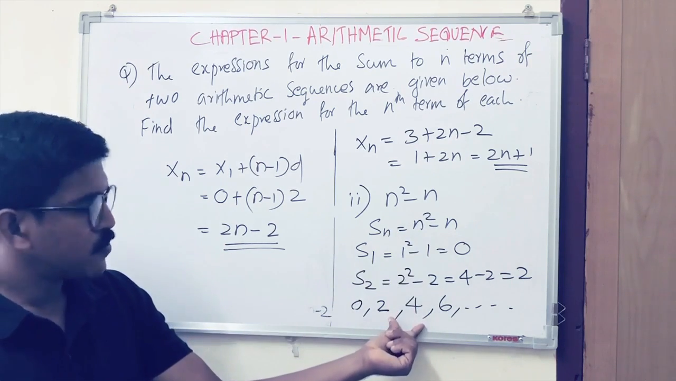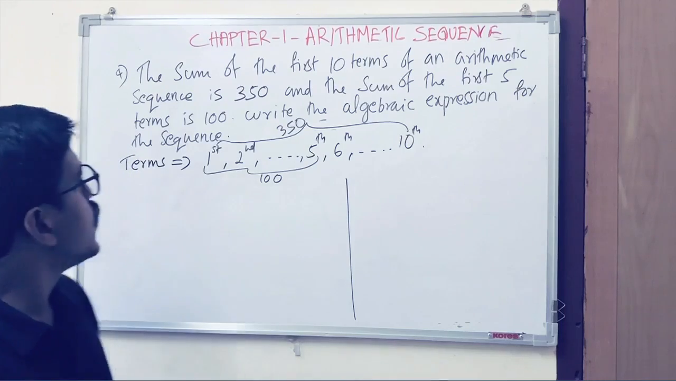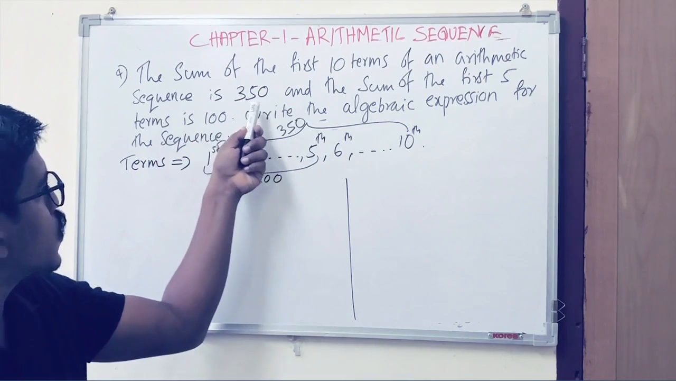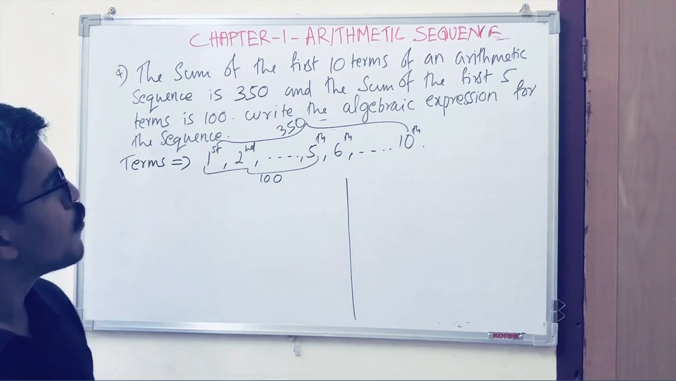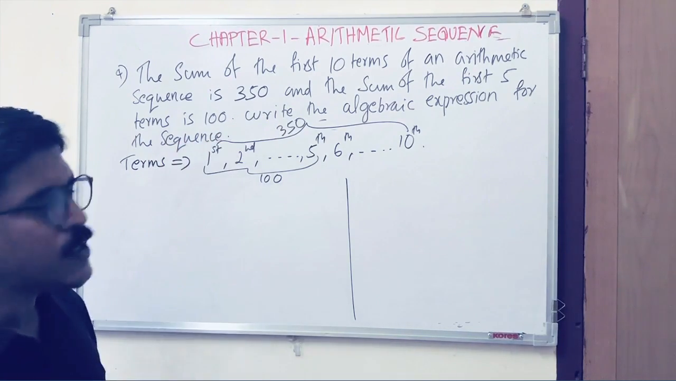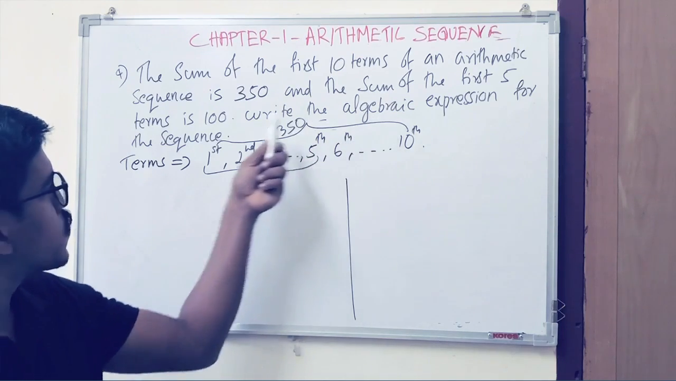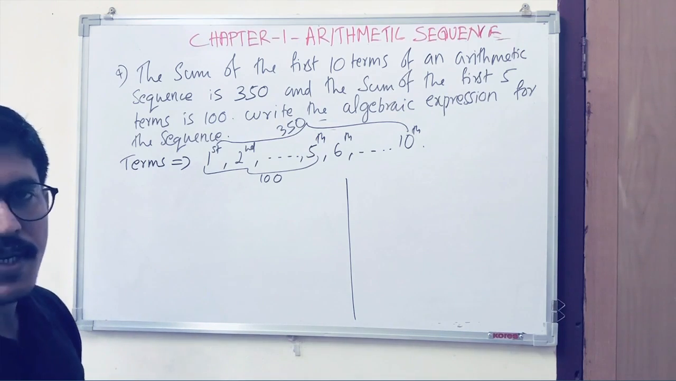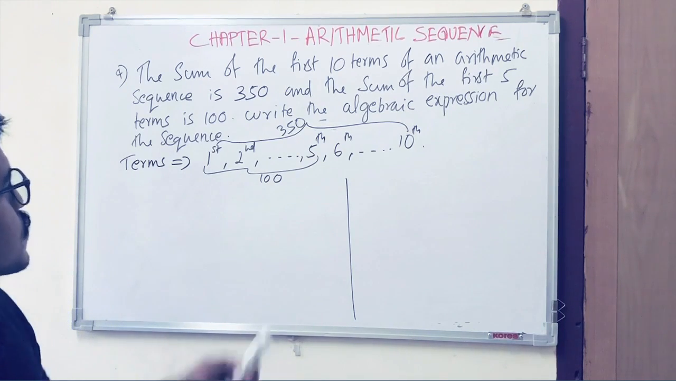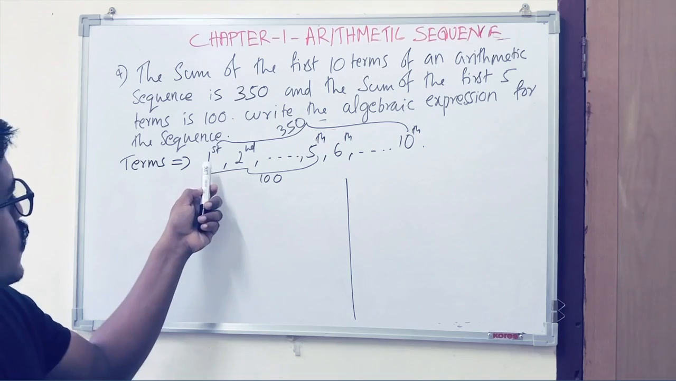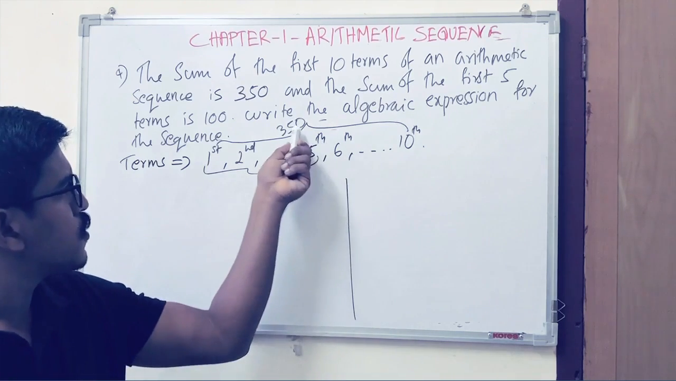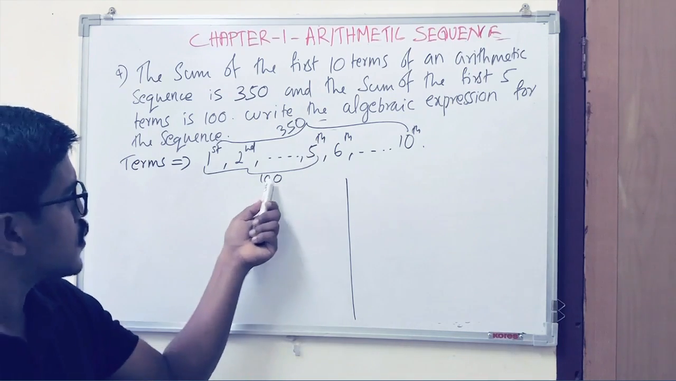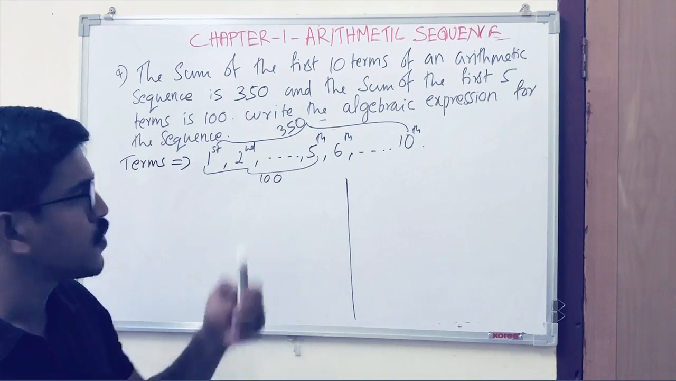Here, the sum of the first 10 terms of an arithmetic sequence is 350 and the sum of the first 5 terms is 100. Write the algebraic expression for the sequence. That is, we need to find out the algebraic expression. It is only given that the sum of the first 10 terms is 350, and the sum of the first 5 terms is 100. That is, the sum is given here.